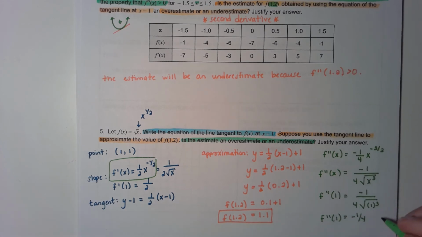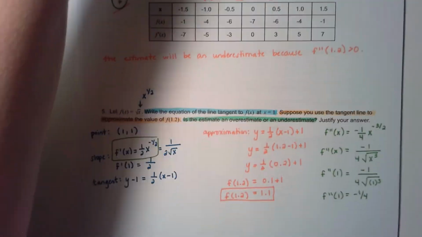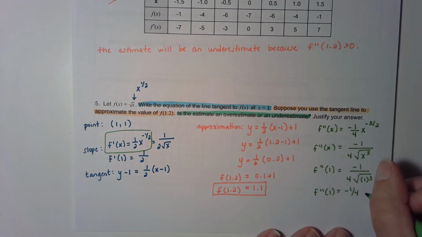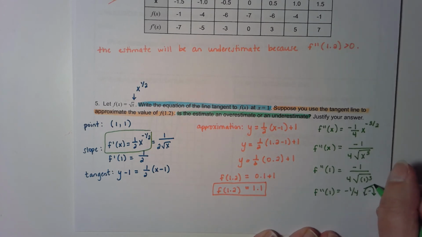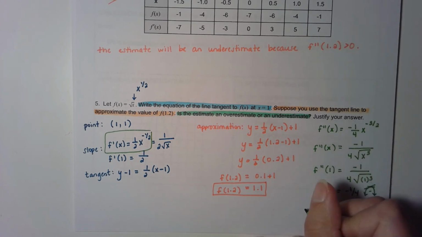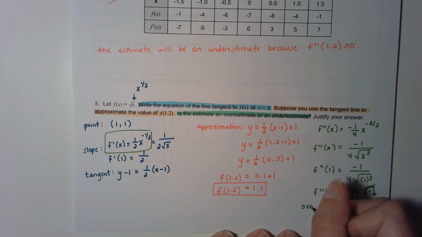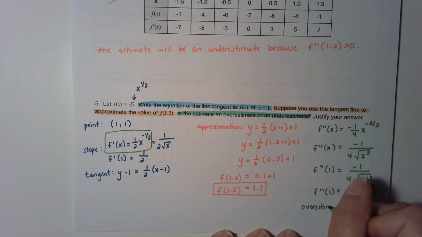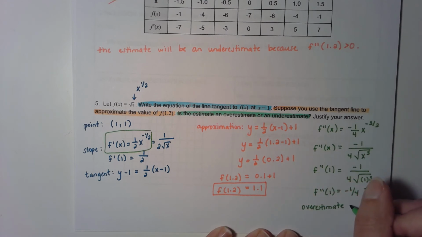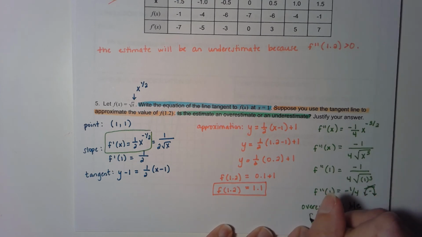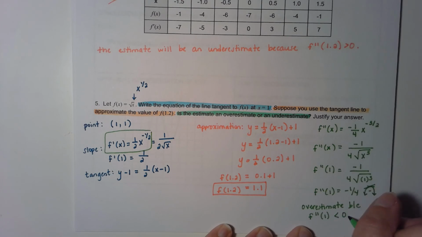So my estimate, since my concavity is negative, I'm concave down like a frown, which means all of my tangent lines are above. So I would say I have an overestimate because f double prime of 1 is less than 0.